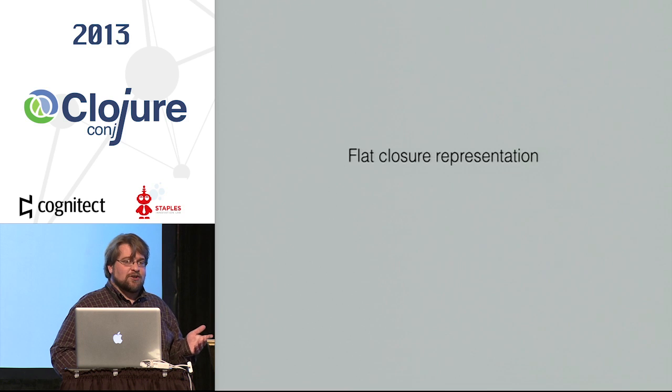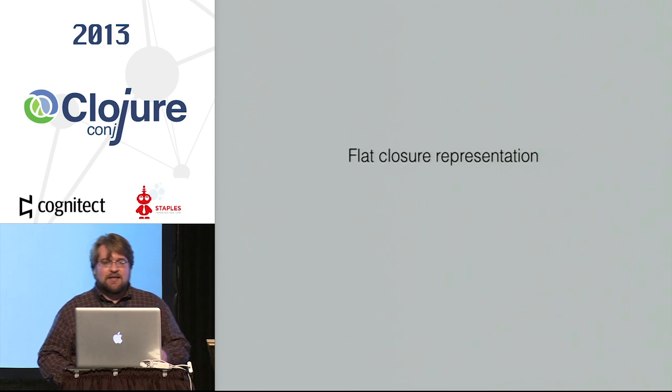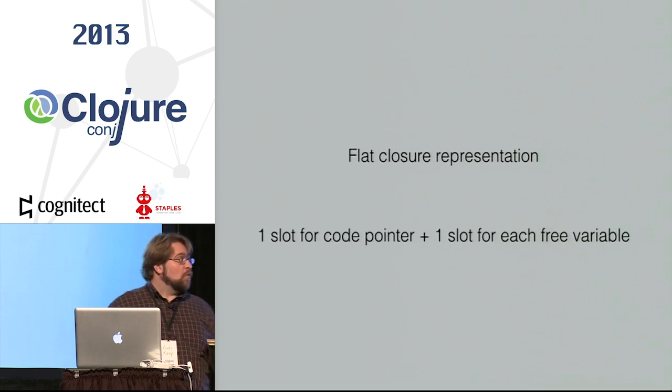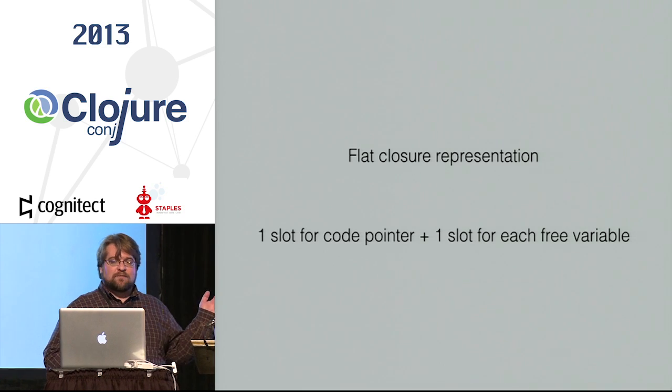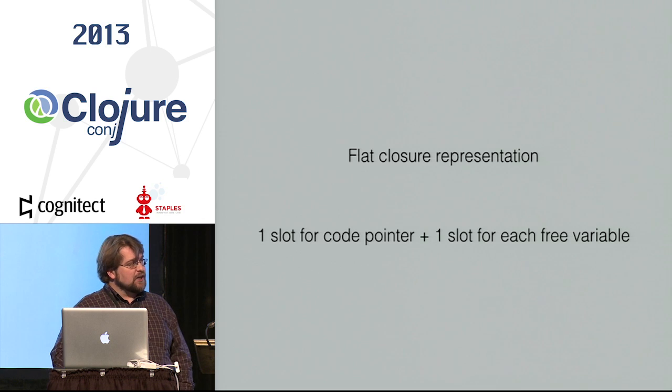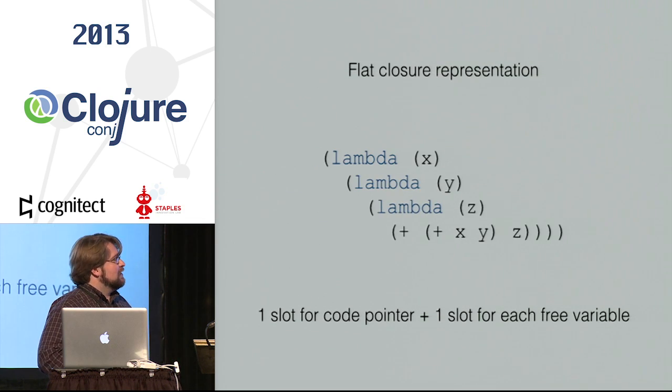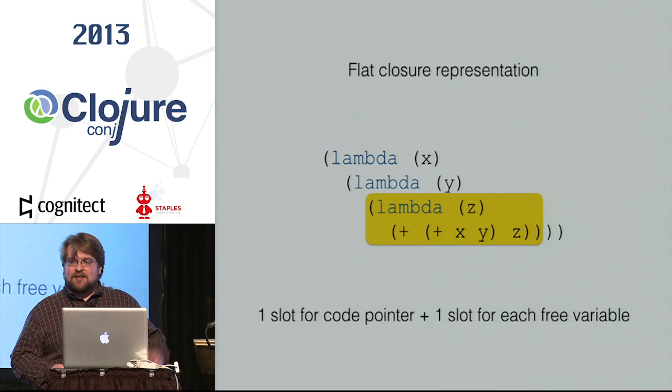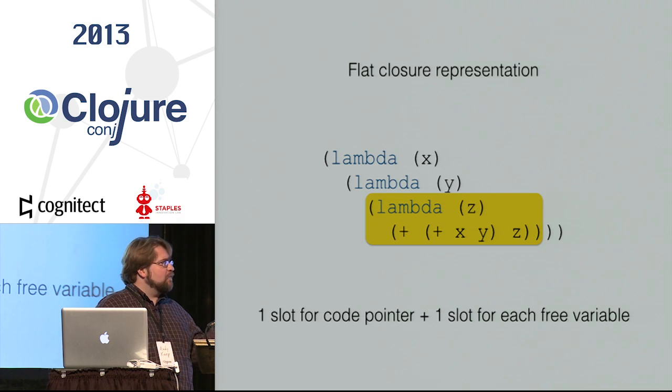So we're going to use what's called a flat closure representation. With a flat closure, there is one slot for the code pointer and one slot for each of the free variables that's needed. Just to give you an idea of what that looks like, let's imagine we have these nested lambdas here, and we want to figure out what the closure looks like for the innermost lambda.